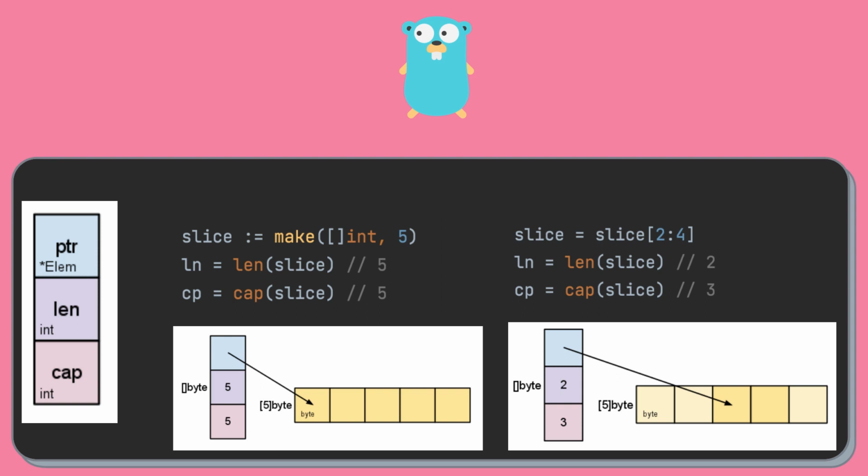The right picture shows how a slice that is sliced from an existing slice looks underneath. The range specified is half open, which means elements at index 2 till 4 but not 4 are included. Correspondingly, the length of the slice becomes 2, as there are just 2 elements in the slice, and the capacity of the slice becomes 3, which is the length of the underlying array from the first element.